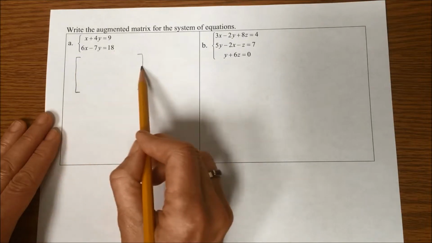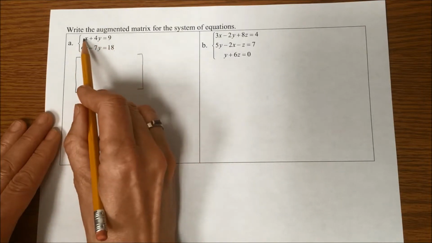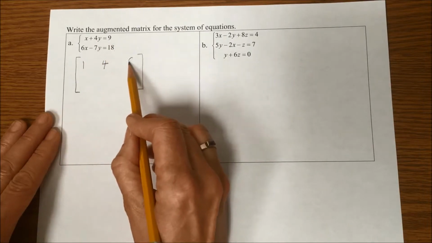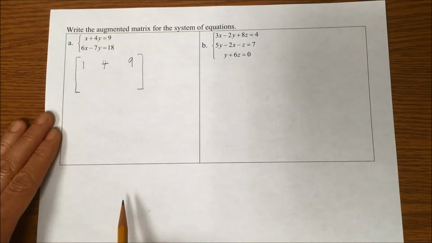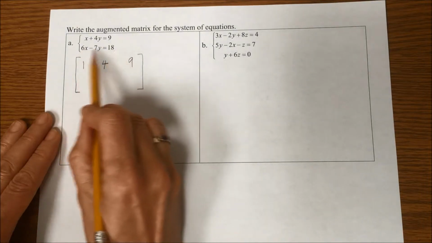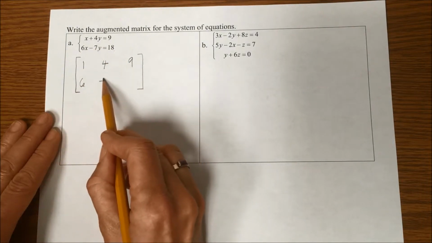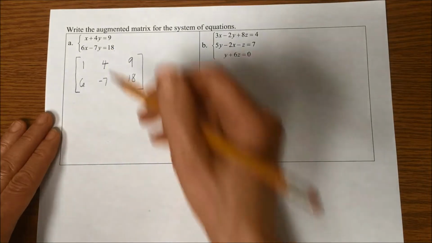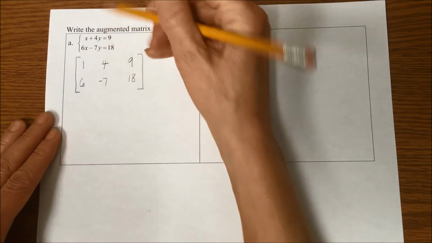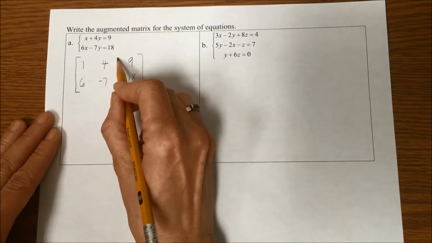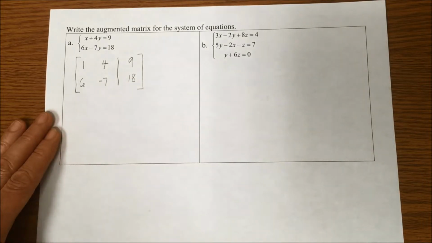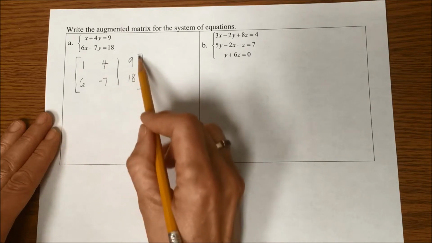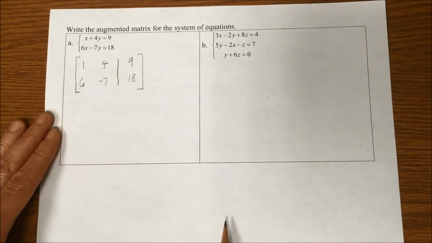So in the first row, I'm going to look at my first equation. There is 1x, 4y's, and the other side of the equation is 9. And now do the same thing with the second equation: 6x's, negative 7y's, and 18 on the other side of the equation. And then to put in a placeholder for the equal sign, what we often do is put a bar through here. Sometimes it's dashed or just straight, but that just separates, here's the equations of the variables, and here's what they equal.